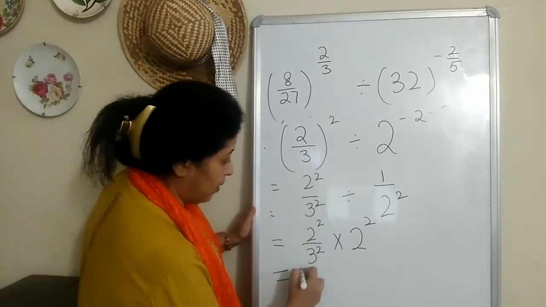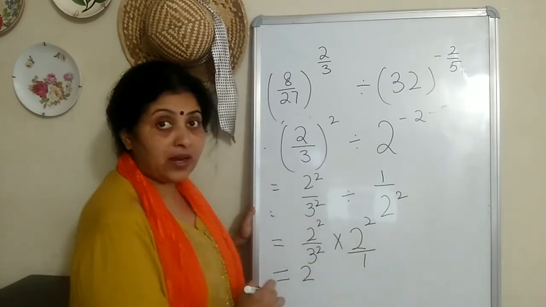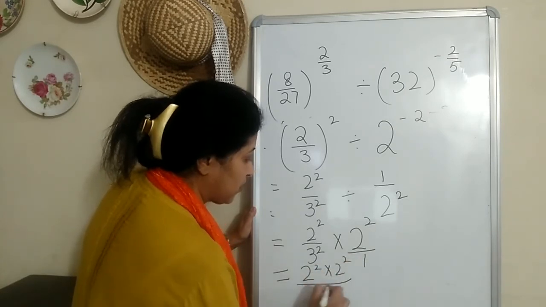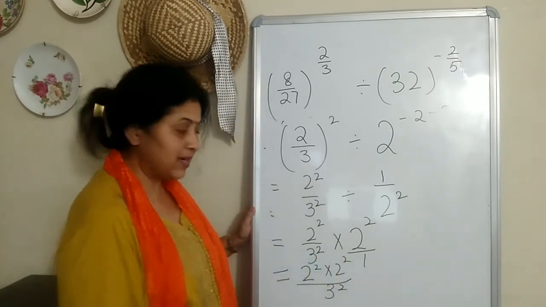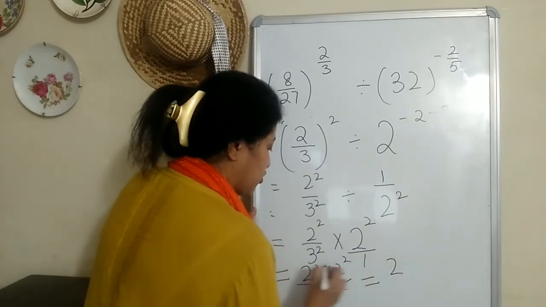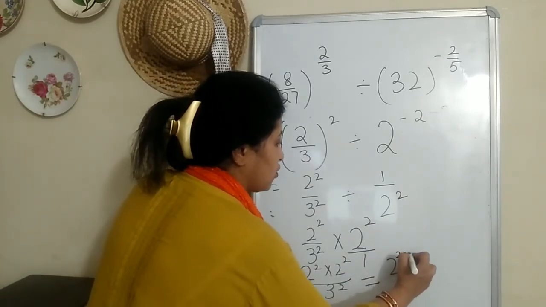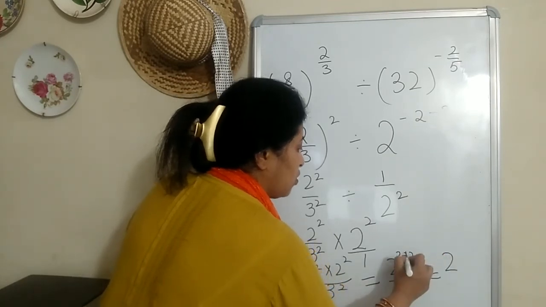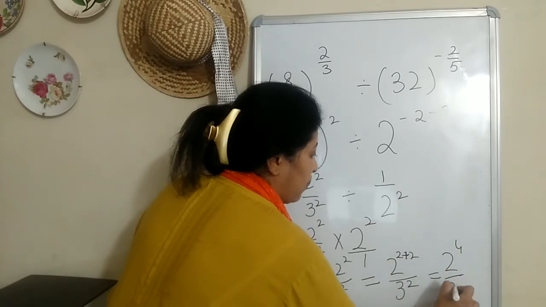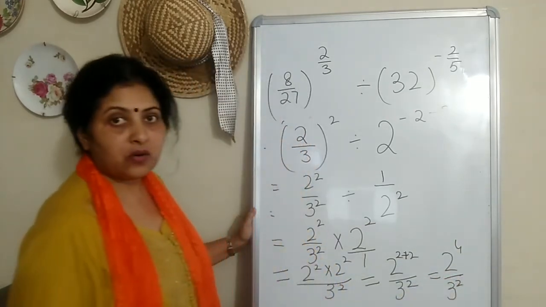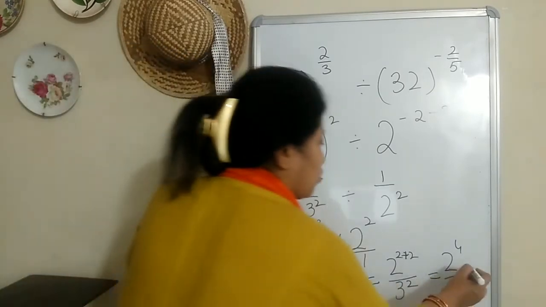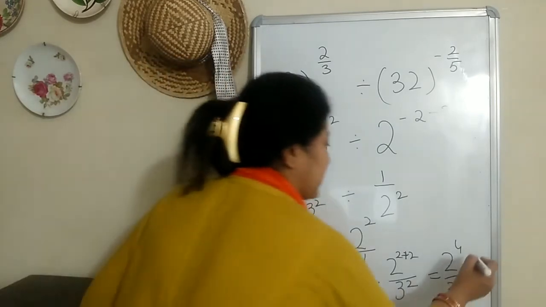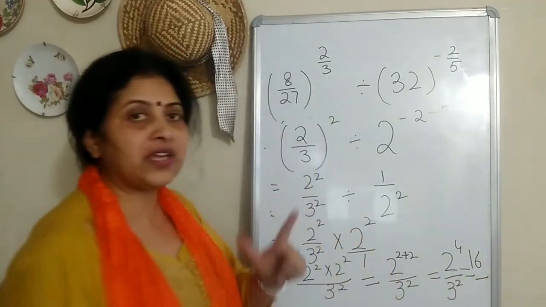And this will now become 2, because this means upon 1. So 2 square into 2 square. This is what it means, right? So I can write this as 2 raised to the power of 2 plus 2 upon 3 square. This will become 2 raised to the power of 4 upon 3 square, which will be 2 2s are 4, 4 2s are 8 and 8 2s are 16 upon 3 3s are 9.